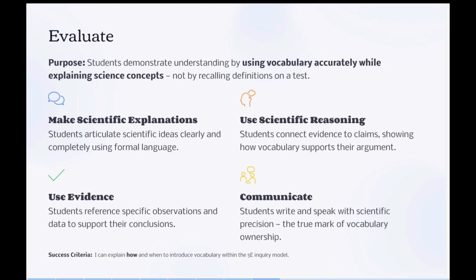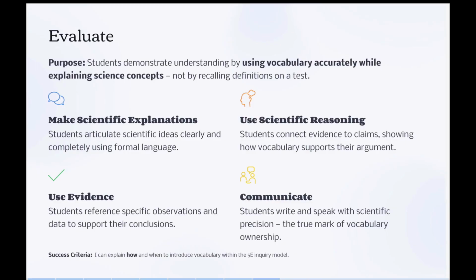During the evaluate phase of the 5E model, the purpose is for students to demonstrate understanding by using vocabulary accurately while explaining science concepts, not by recalling definitions on a test. Students make scientific explanations by articulating ideas clearly and completely using formal language.